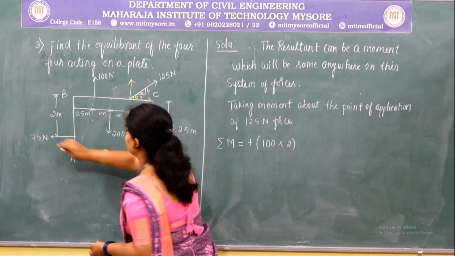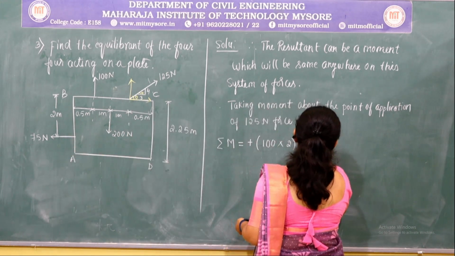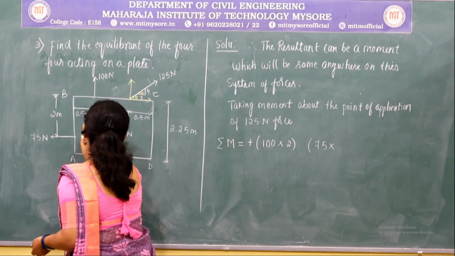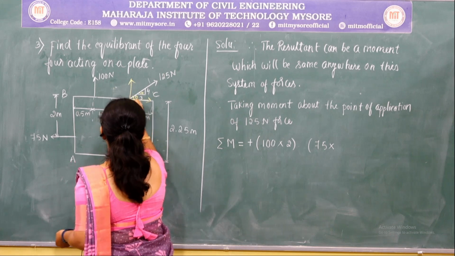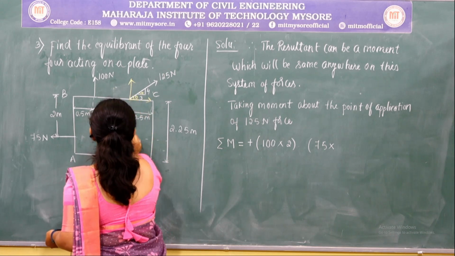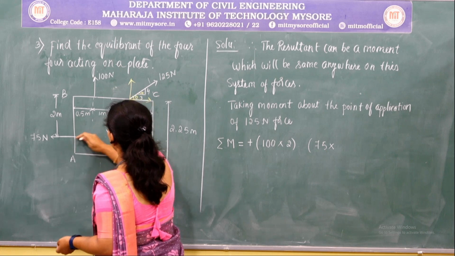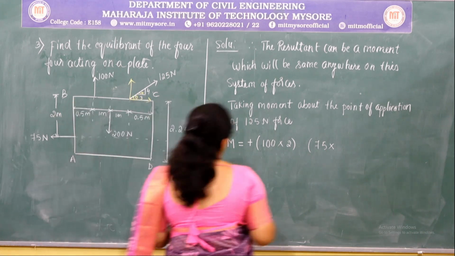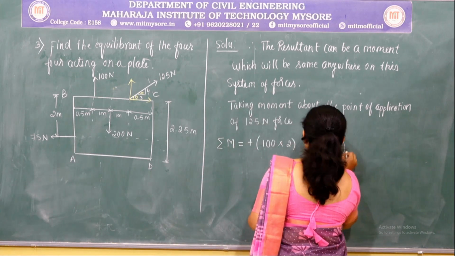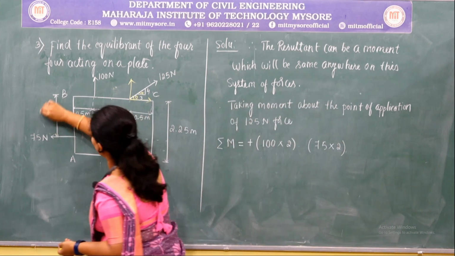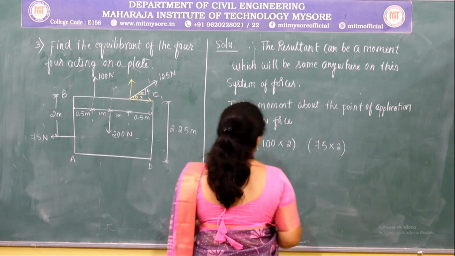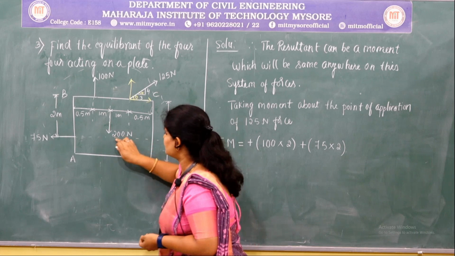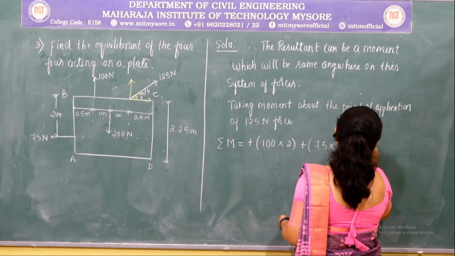Next, let us consider this 75 Newton force. So this is the line of action of the force and this is the point. So this will become the perpendicular distance between the line of action of the force and the point. So this distance is given as 2 meter. And this force is going to produce a clockwise moment about this point. Again, this is positive.